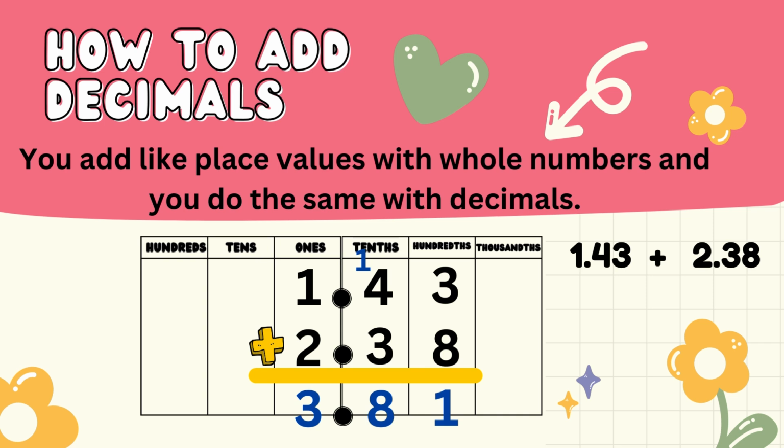Now I'm going to add. So 3 plus 8 is 11. I'm going to put my 1 at the bottom, regroup the other one to the top. 4 plus 3 is 7, plus 1 is 8. And then I'm going to add 1 plus 2, which is 3. And then I'm going to bring down my decimal. And it should just come straight down because you did it by its place value.